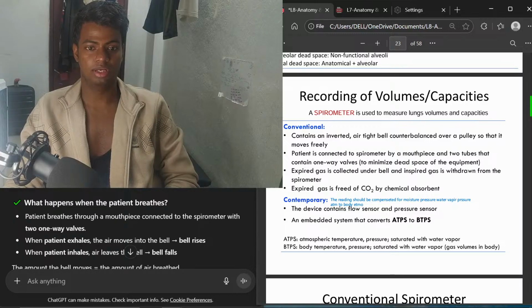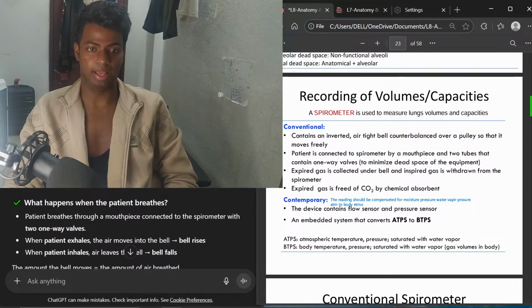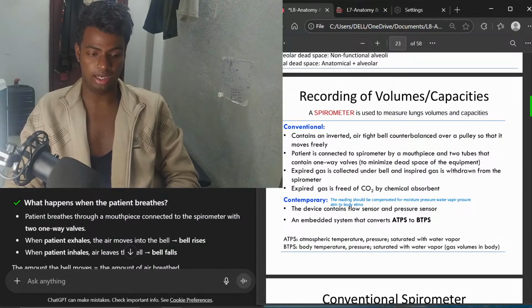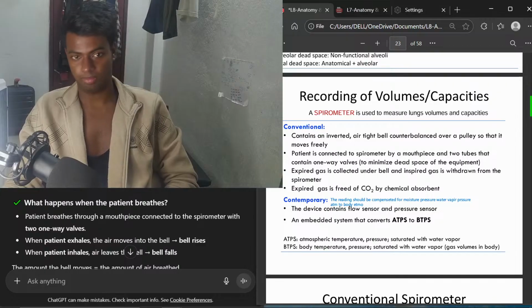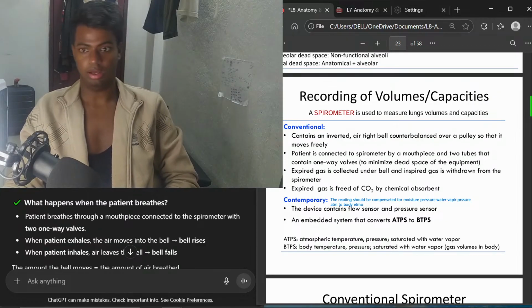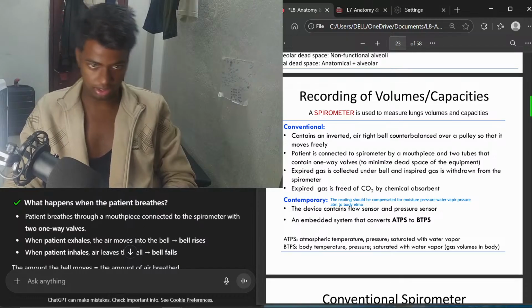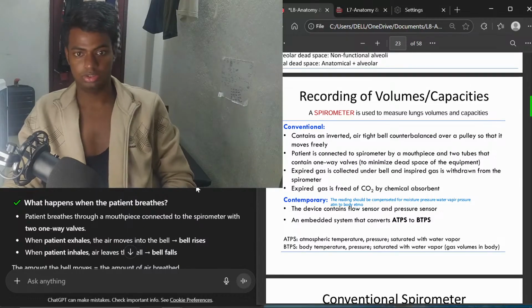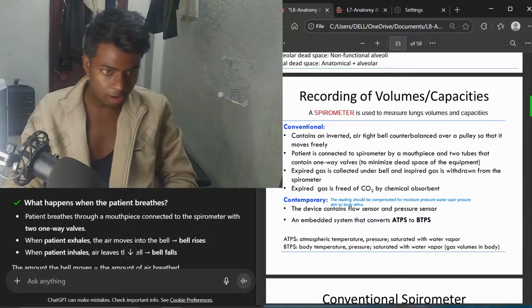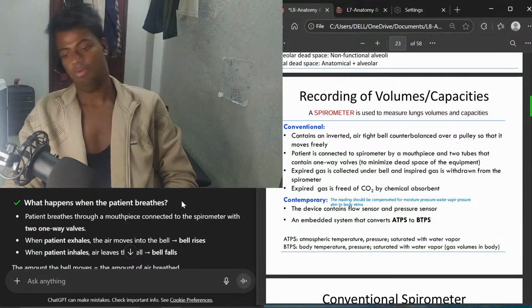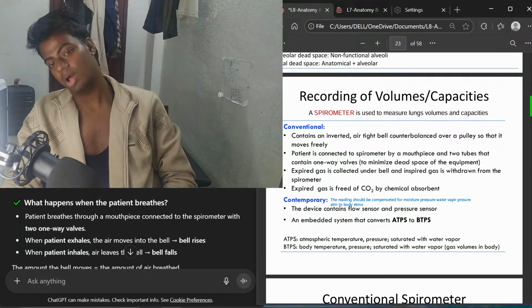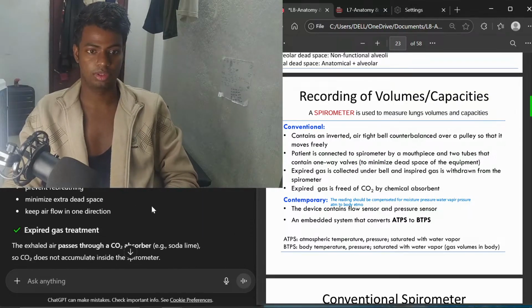Floating in a tank of water, which is counterbalanced by a pulley. Airtight inverted bell, which is counterbalanced by a pulley floating in the tank of water, so that it can move freely up and down. When this is connected by a mouthpiece, it prevents rebreathing and minimizes extra dead space.